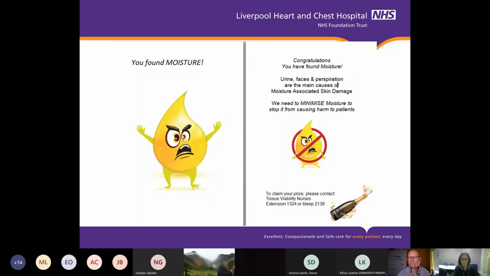At the start of it, we printed off these A4 posters, laminated them, and hid them in the clinical areas, in the wards and on critical care. When staff found one, they'd get in touch with us and win a bottle of Prosecco. We maybe didn't think this through, because we didn't tell them what we were doing at the time, but they got wise to it.